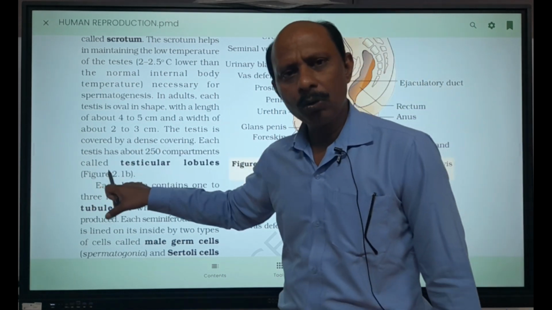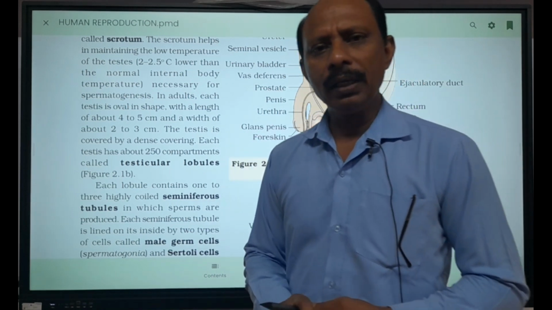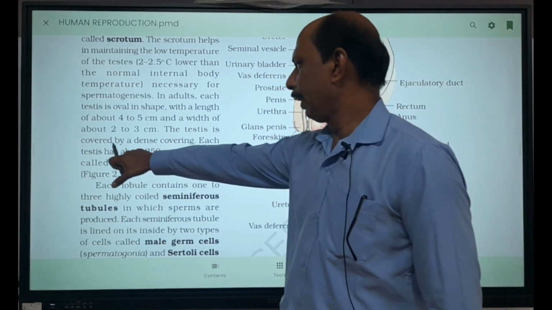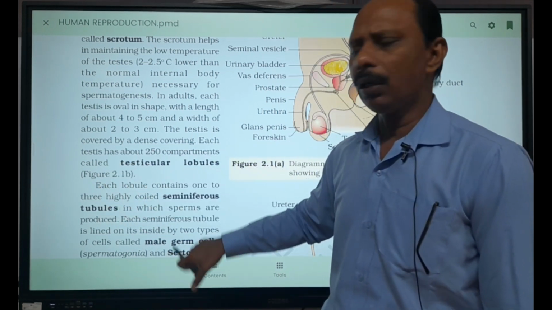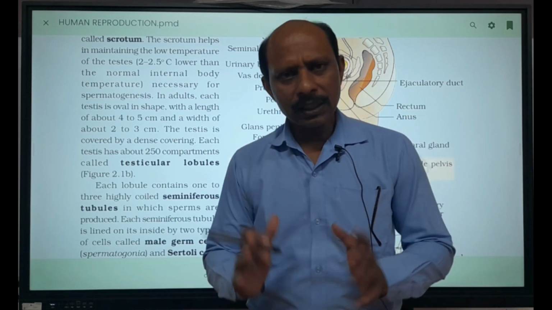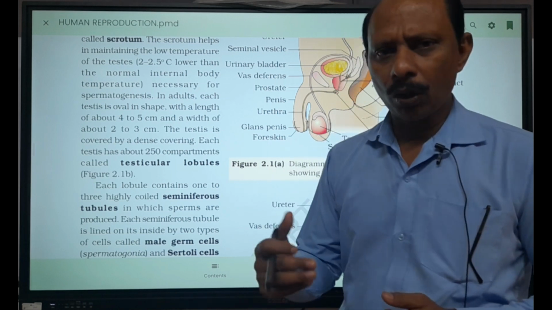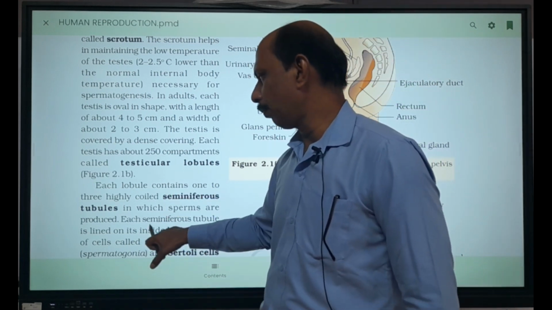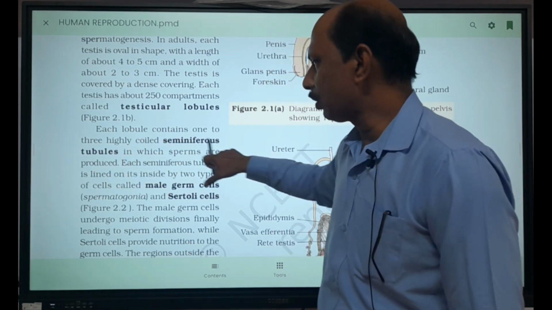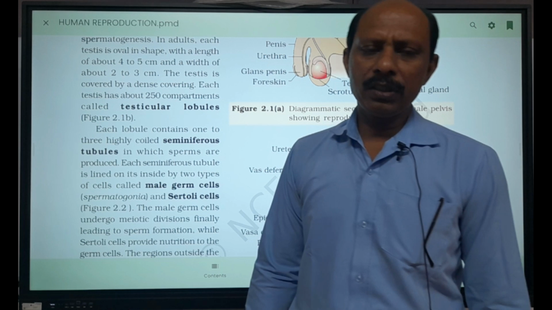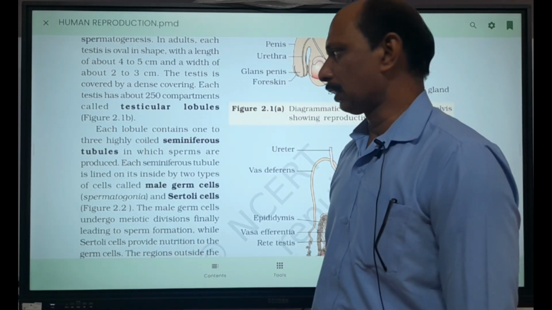Each testis has about 250 compartments, and each compartment contains 1 to 3 seminiferous tubules. These compartments are called testicular lobules. Each lobule contains 1 to 3, either 1 or 2 or 3, highly coiled seminiferous tubules. Now you can understand how many seminiferous tubules are present in each testis. You have to multiply 3 by 250, so it is 750 maximum.